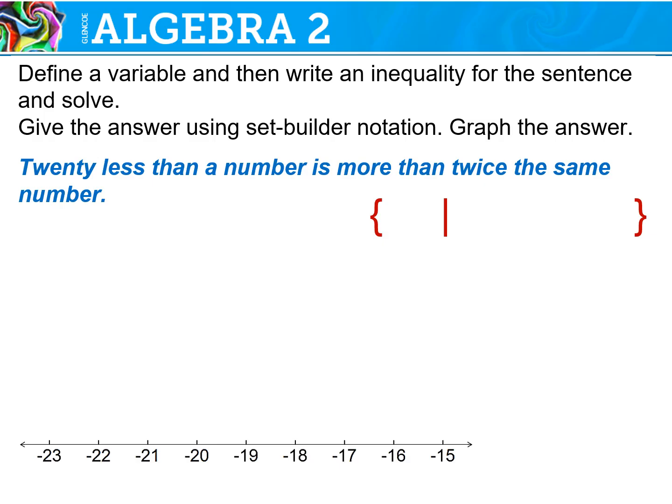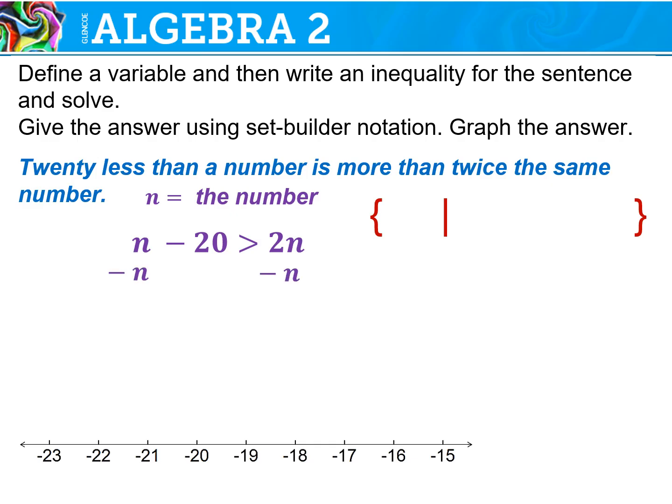Define a variable and then write an inequality for the sentence and solve. Give the answer using set builder notation and graph the answer. So 20 less than a number is more than twice the same number. Here's our variable. I'm going to use N. So N minus 20, that's what 20 less than a number is, is more than twice the same number. So there is the inequality.